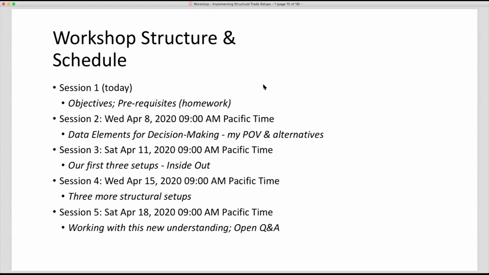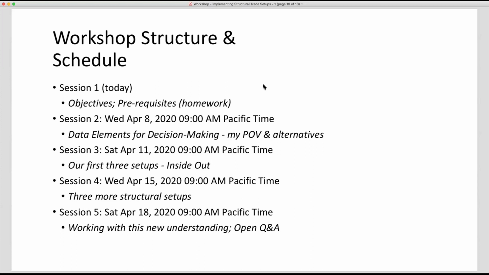So our first 2 sessions are relatively heavy, then we're getting onto the application of this information within a framework. So in session 3, which is next Saturday, I'll go through our first 3 setups, which are all what I refer to as inside-out setups. We allow a range to be established, and then we are looking to trade from inside that range somewhere to the edge of the range.